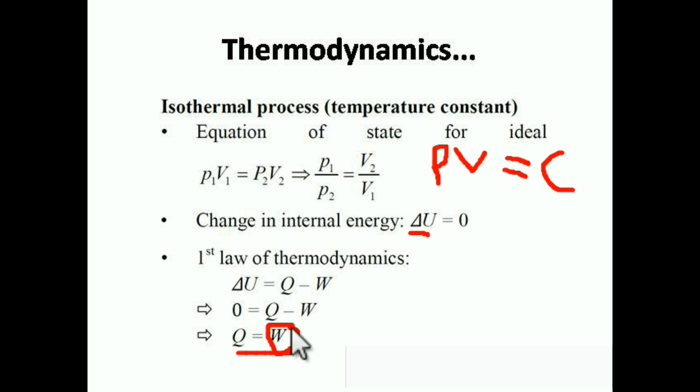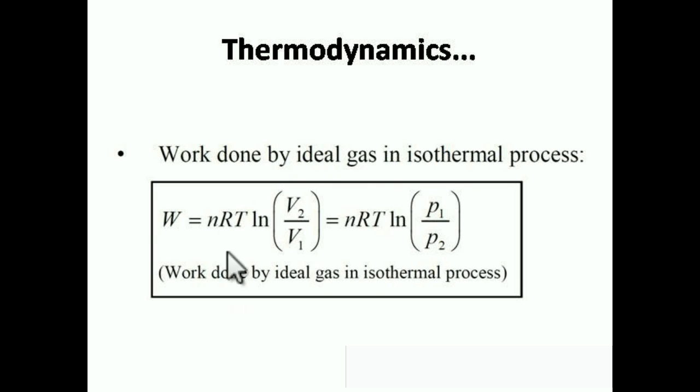Here, the formula of W is nRT ln(V2/V1) = nRT ln(P1/P2). Then how is this formula derived? The most important thing. You can see ln(V2/V1), that means ln of final volume upon initial volume, or ln of initial pressure upon final pressure. Please remember it like this: final volume upon initial volume and initial pressure upon final pressure. Now let's derive this formula first of all.